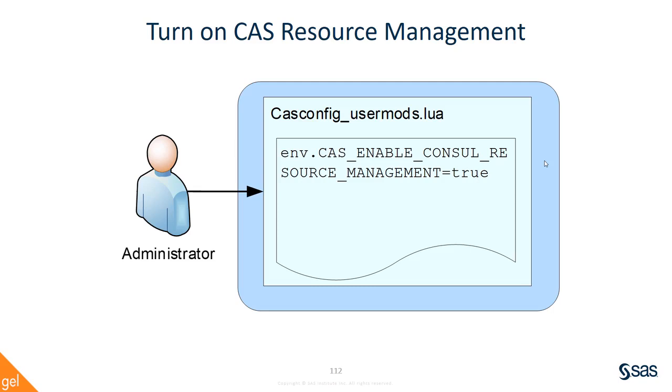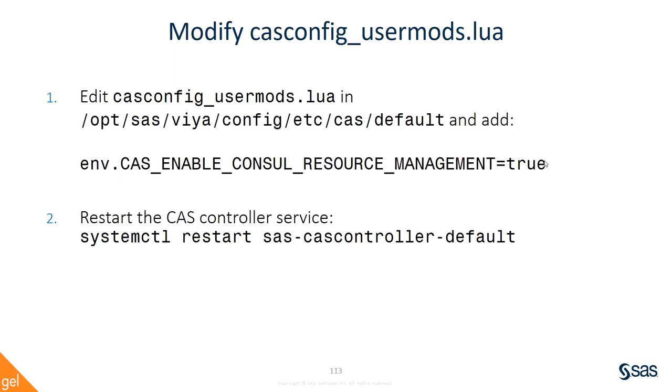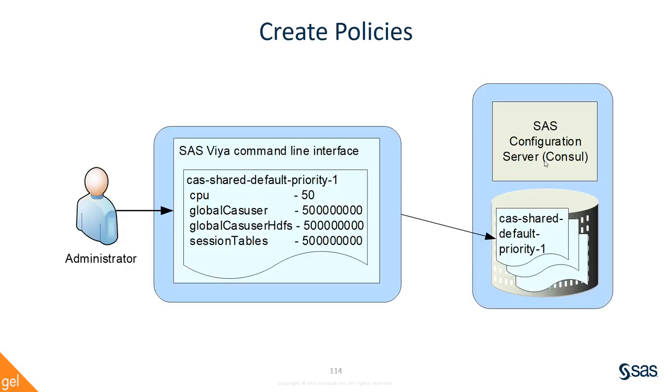So, turning on the CAS resource management. All we have to do here is go to the casconfig_usermods.lua file. Obviously, we want to make changes to the file that's going to persist our customizations. And we simply set an environment variable, so CAS_ENABLE_CONSUL_RESOURCE_MANAGEMENT to true. So that's all that's needed to turn it on. We have to restart the server to pick that up.